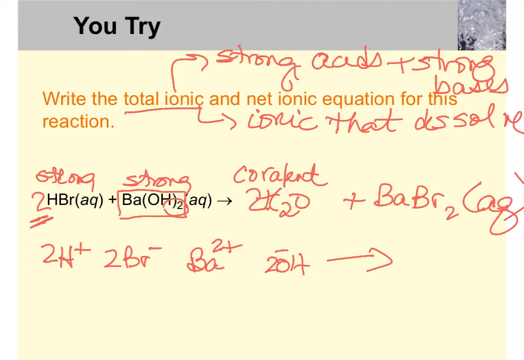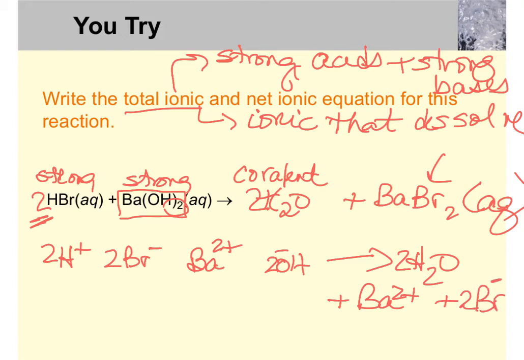So I know not to separate water because it's covalently bonded. It's not an acid. And barium bromide is an ionic compound that I am going to ionize, separate. And I know barium has a common ion charge of +2. All right, there we go. I have everything. That's the total ionic equation.